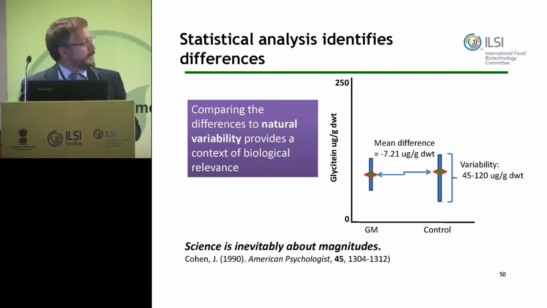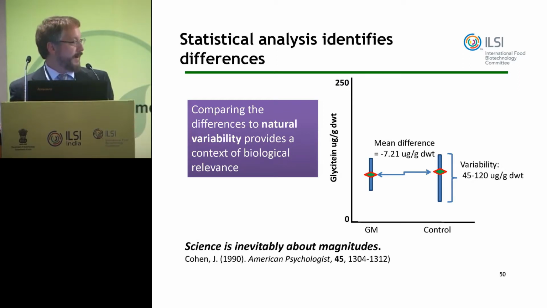So the statistical analysis is what identifies the differences for us. In this example, you have the mean difference in the transgenic and the control of about 7 micrograms per gram of dry weight. If we compare this difference to the amount that's naturally present in the varieties, it's well within that range. So looking at the magnitude of the variabilities is what provides a context for biological relevance.